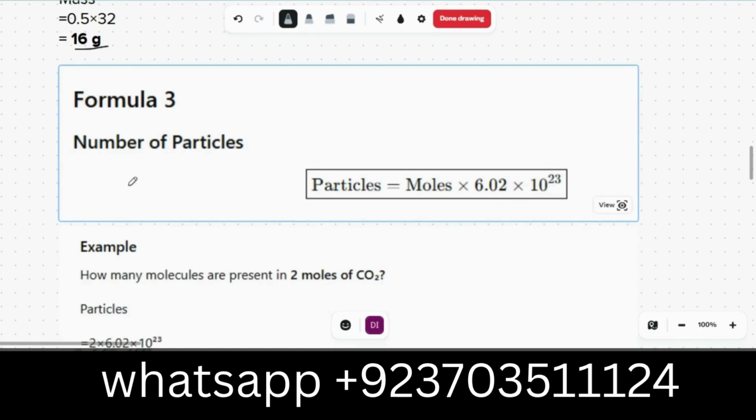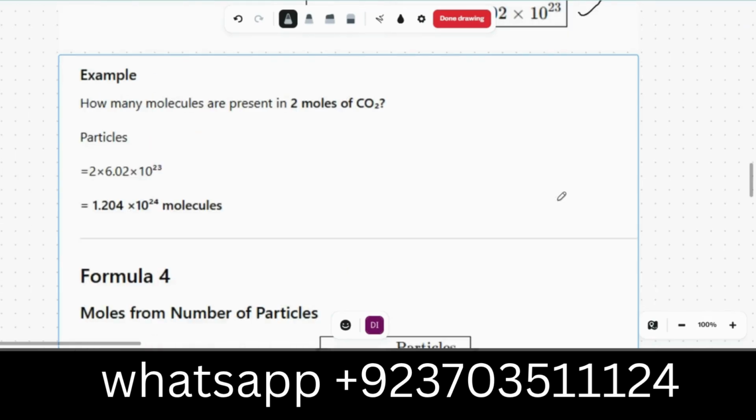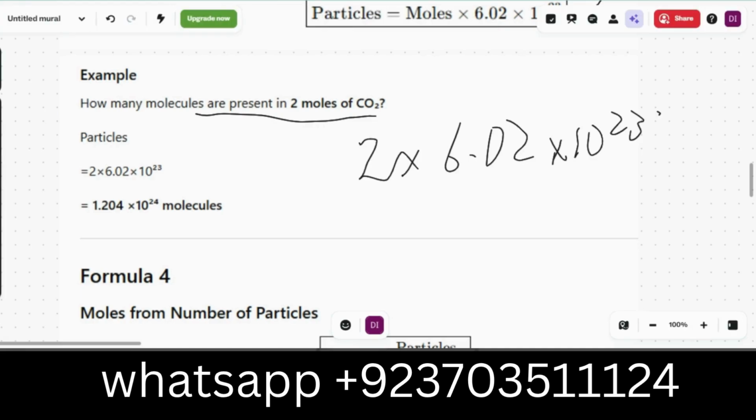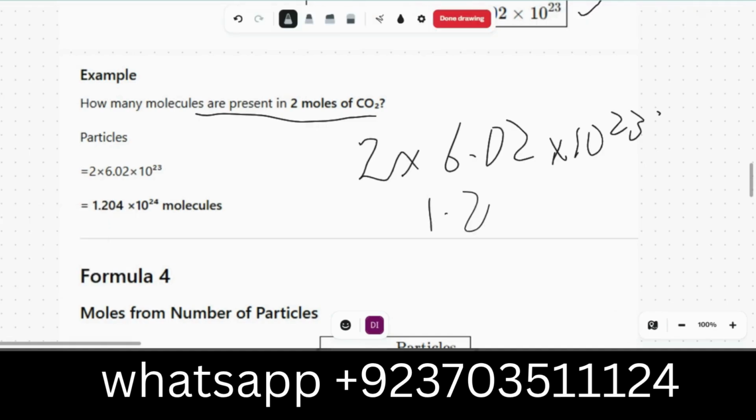Now number of particles. Particles is equal to moles times the Avogadro constant. The first question is, how many particles are present in 2 moles of CO2? Simply 2 times 6.02 × 10^23, that is 1.204 × 10^24 particles.